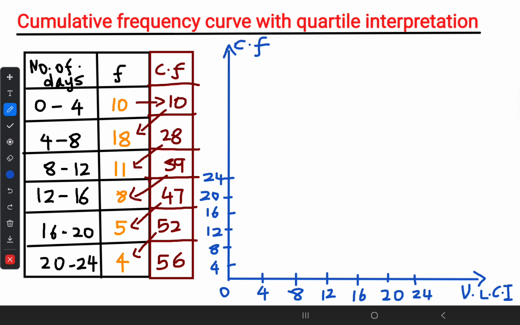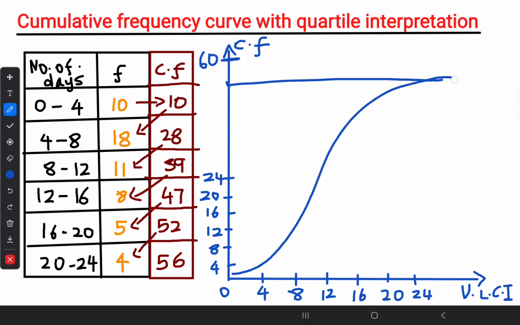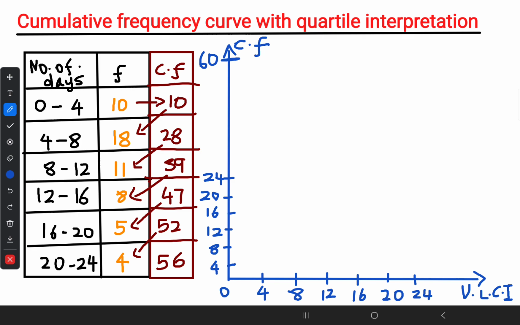I just used increments of 4. It doesn't mean you should also use the same scale. It doesn't matter, but the maximum should be exactly 56. So you can reach up to 60, but the maximum cumulative frequency value, for an example like this, the maximum value would be 56. So you have to limit with that one. Okay, so the maximum doesn't change. You can use any other scale. Then I will produce the grid.